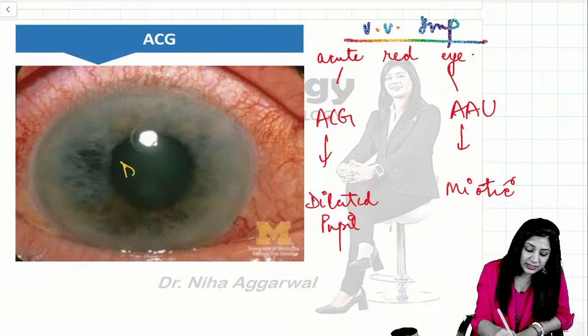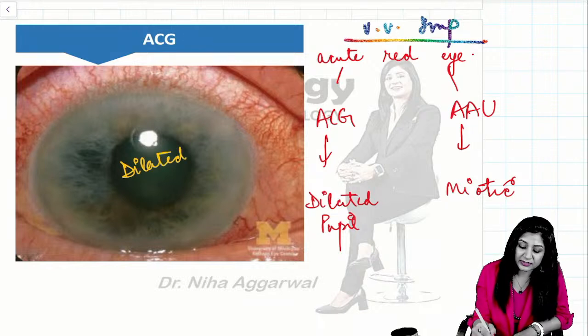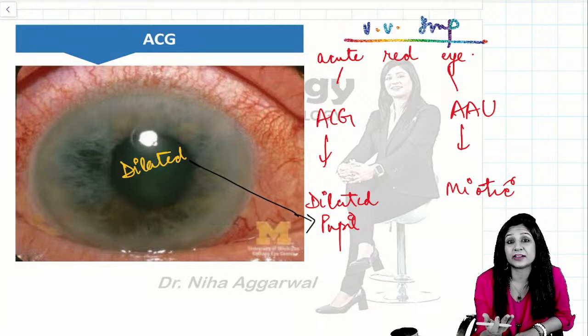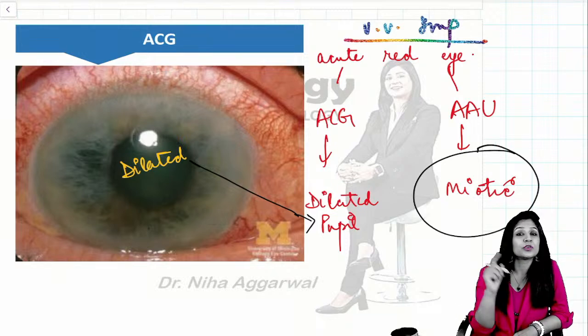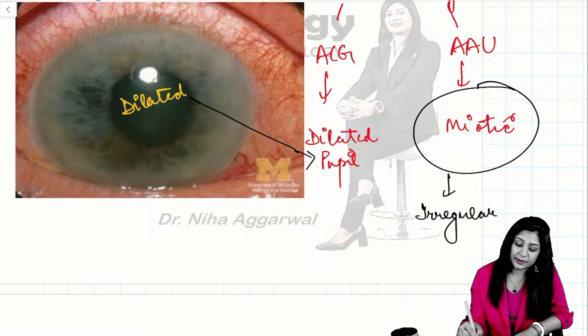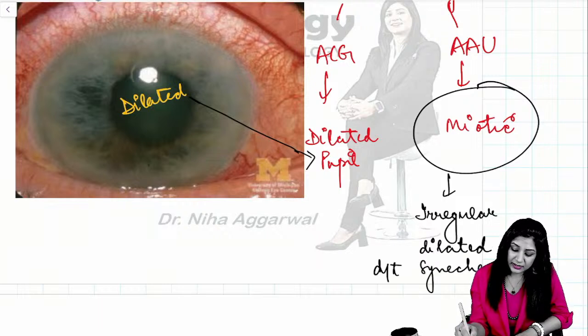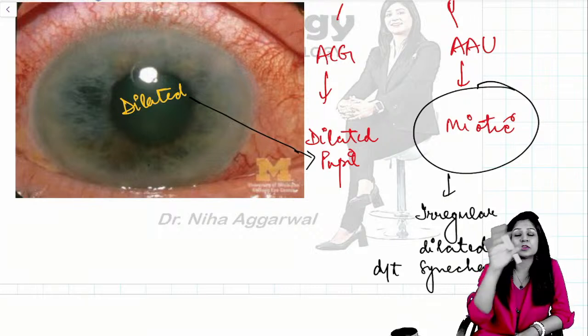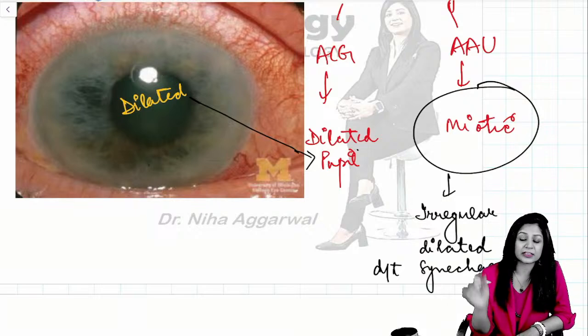So here you can see it's a dilated pupil. Because it's a dilated pupil, therefore your answer will be acute congestive glaucoma. If it is irregularly dilated, then again you will have acute anterior uveitis. Here you can get an irregularly dilated pupil. Why? Because of the synechiae. Because of the synechiae, here you can get an irregularly dilated pupil. But if you are getting fairly total dilatation of the pupil, then it is acute congestive glaucoma.